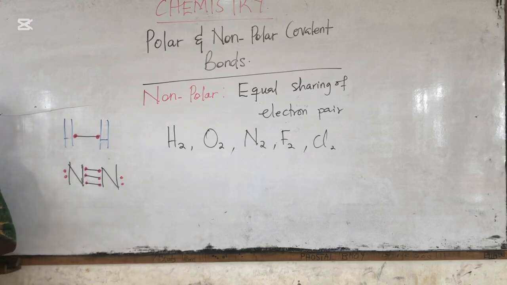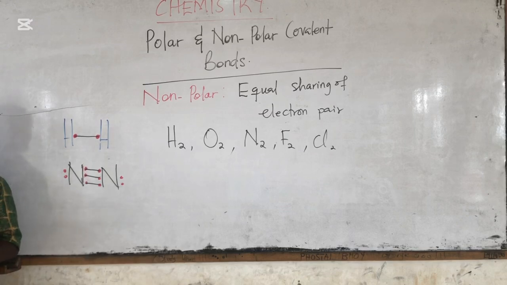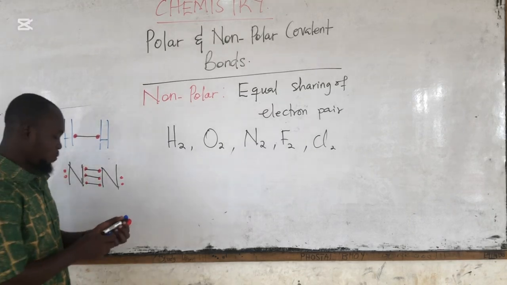Is that okay? It's equally shared, unlike the polar covalency, which involves unequal sharing of electrons due to the electronegativity differences between the two atoms involved in the bond. So that is non-polar covalency. Let me illustrate another example.